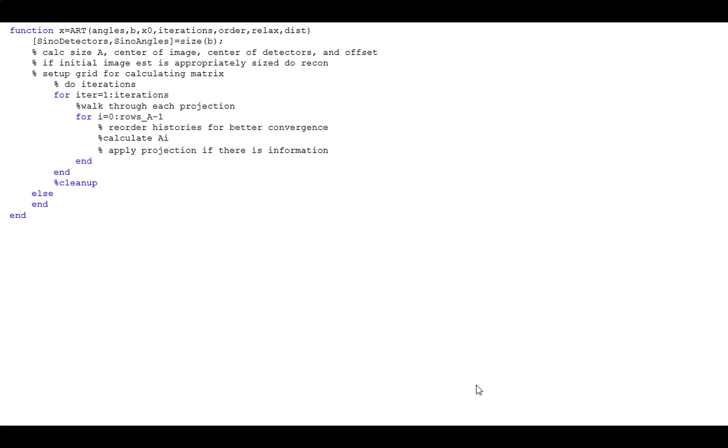Relax is the relaxation parameter. And distance is, when we're calculating the line, we're going to calculate the path that it followed just in time. There are a lot of ways we could do this. We could pre-calculate the A matrix. There's all kinds of stuff. We're going to calculate each row when we need it. So when you calculate that, how far from where the actual line is to where the center is do you want to still call part of that?